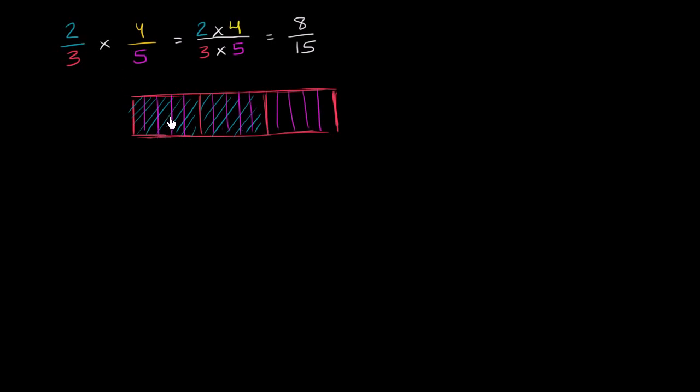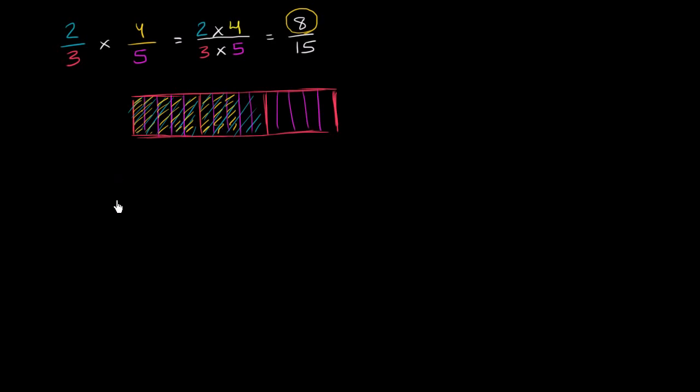Notice that's the same thing as 2/3. Now if we want to take 4/5 of that, 4/5 of, if you have 10 of something, that's going to be 8 of them. So we're going to take 8 of them: 1, 2, 3, 4, 5, 6, 7, 8. We took 8 of the 15. So that is 8/15.